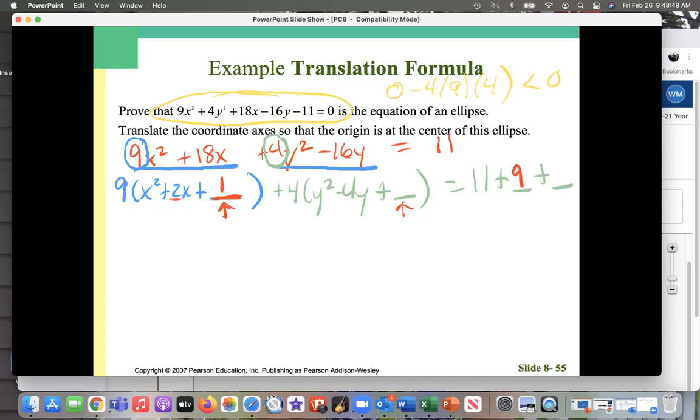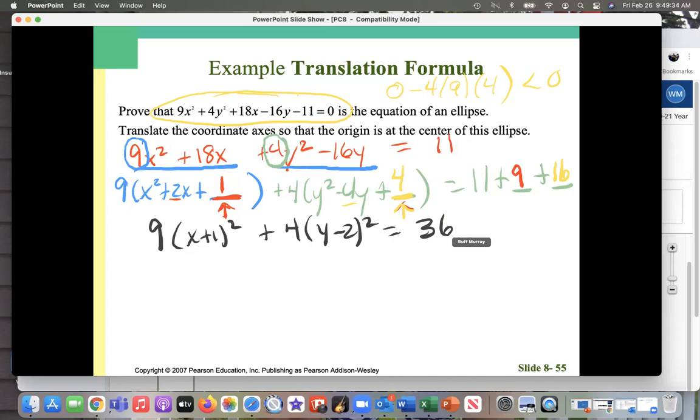Now, what are we going to use as our number here to make this a perfect square? Half of -4 is -2. -2 squared is 4. So that means I better add 16 here. Right. Questions on that? So far, so good? Well, now this becomes 9 times x plus 1 squared plus 4 times y minus 2 squared equals 36.